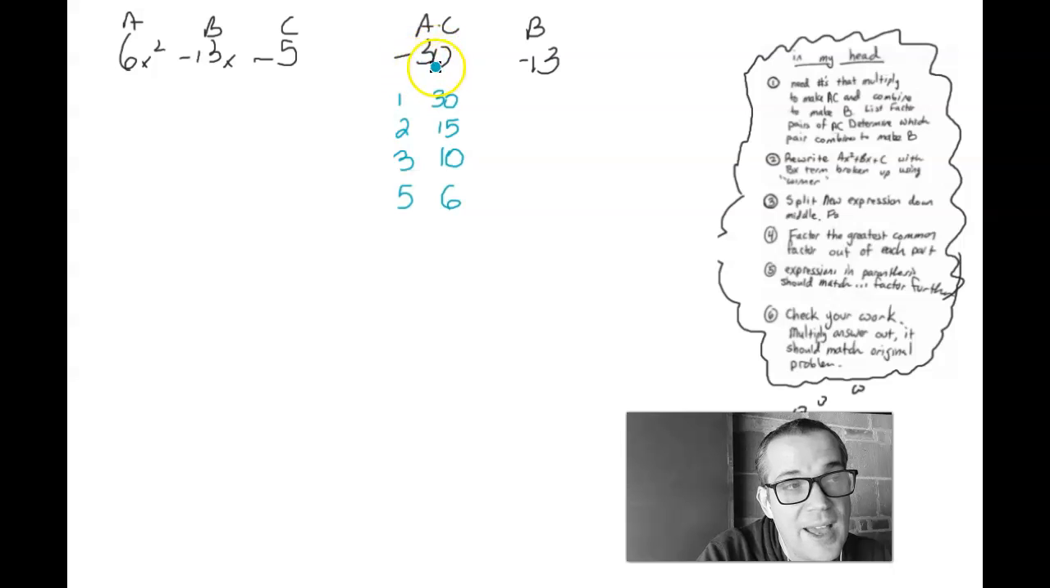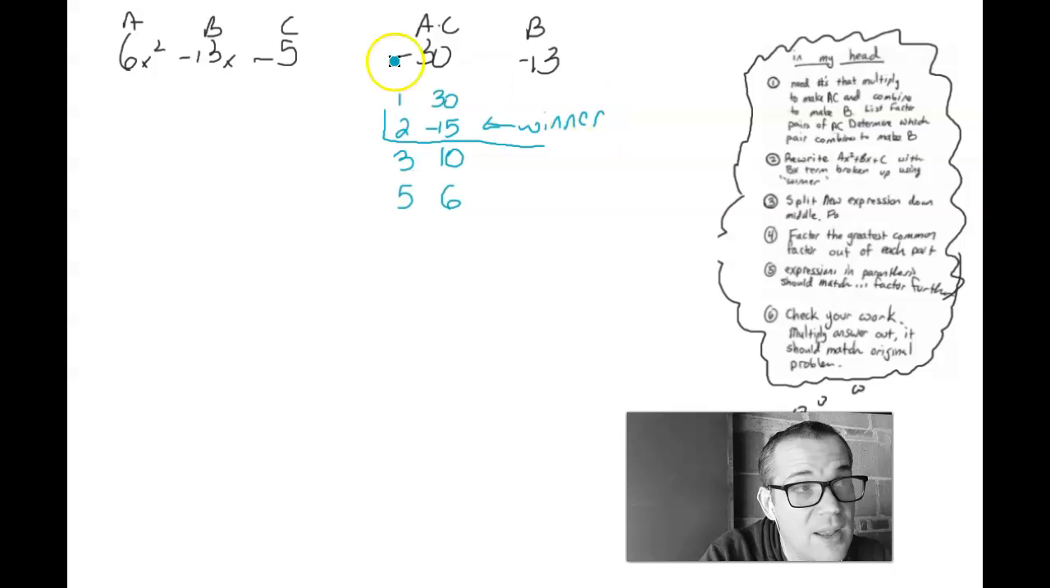They're supposed to make a negative 30, so they will have different signs. So which pair, if they have different signs, when combined, will make negative 13? That's what I've got to think about. If these have different signs, I can get maybe a 29 or a negative 29. If these have different signs, I can get a 13 or a negative 13. If I want a negative 13, that's that 15 that I want to be negative. This is my winner.